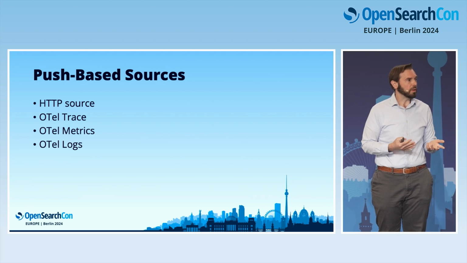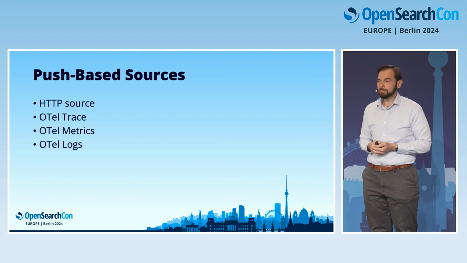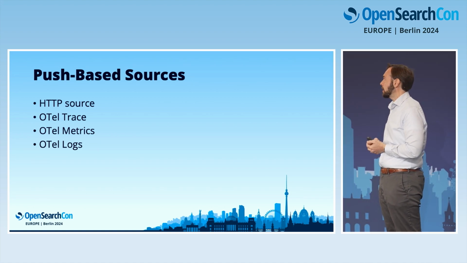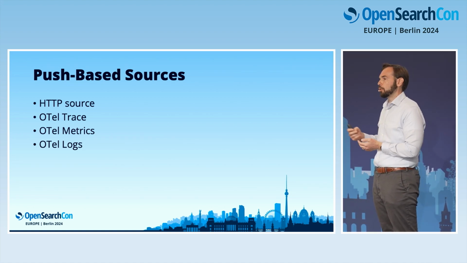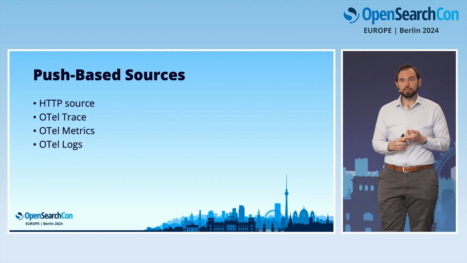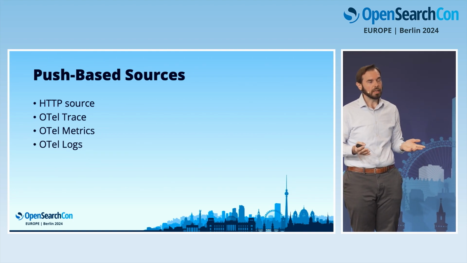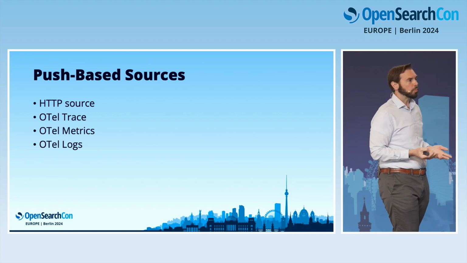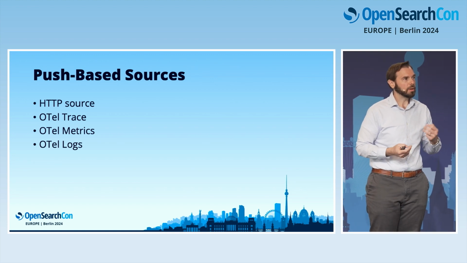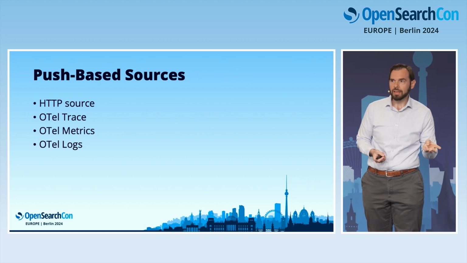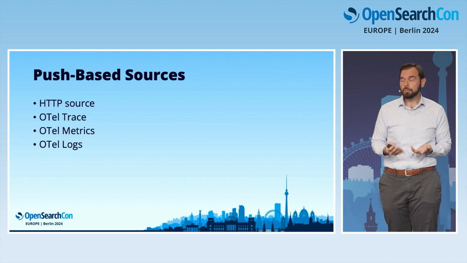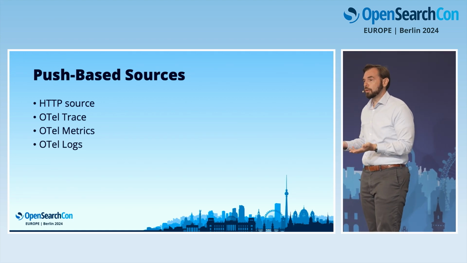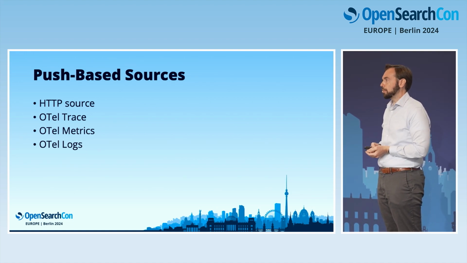Now, here are some examples of the push-based sources we support. One, we have an HTTP source. You can use this to get log data into Data Prepper, for example, and then down to OpenSearch. You can use the FluentBit collector or the FluentD collector. You can use either of those and then send your data. We also support OpenTelemetry sources. We have 3 of those. There's trace, metrics, and logs. I think we've heard a number of talks today about OpenTelemetry, and so this is another option you can use when collecting data with the OpenTelemetry collector.